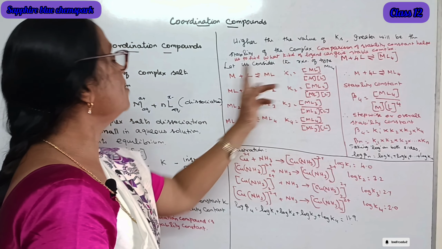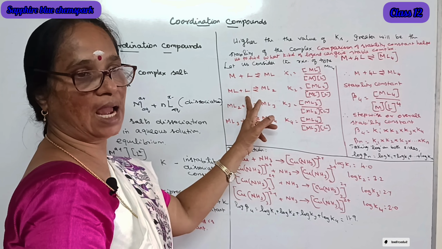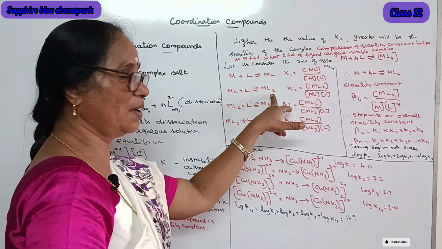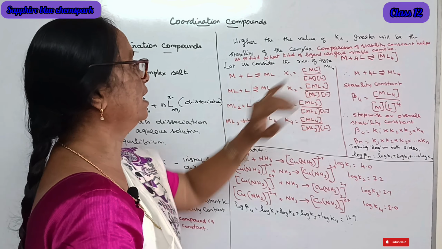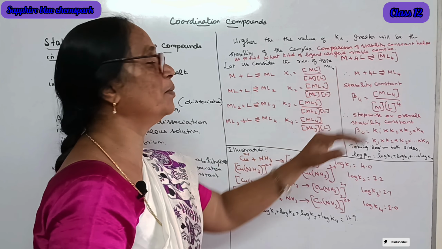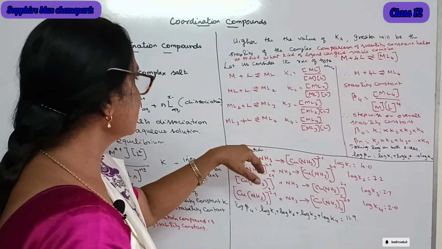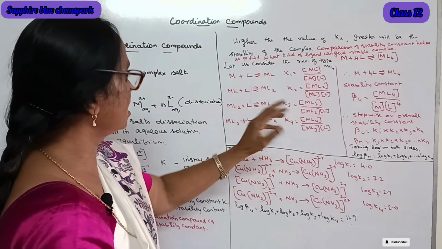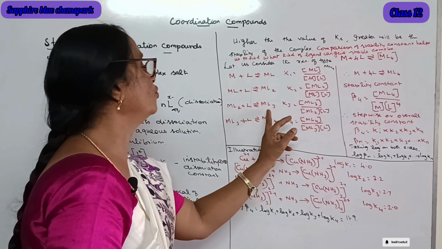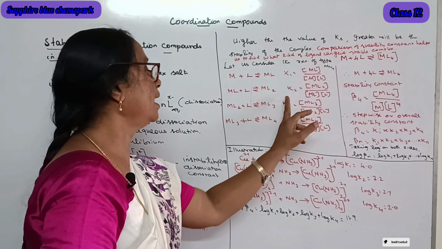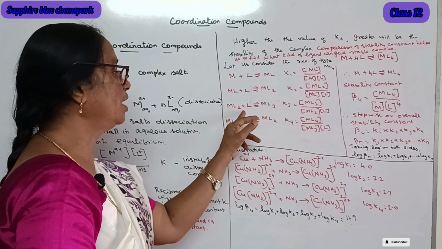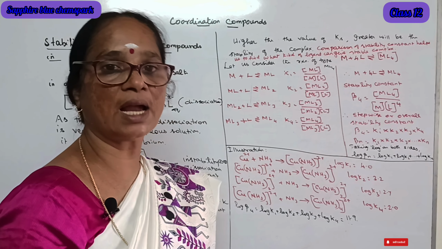Then I add the second unit of ligand. ML plus L gives ML2. For this, the second formation constant K2 is ML2 divided by ML into L. Then the third step: ML2 reacts with 1 more mole of ligand to form ML3, where K3 is equal to the product of concentrations of product divided by the product of concentrations of reactants.